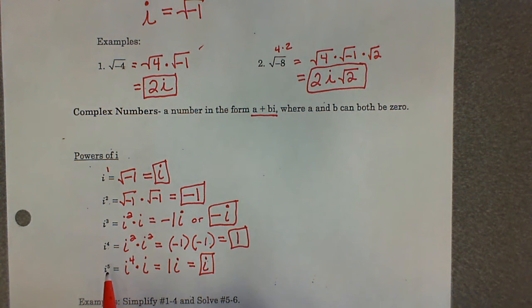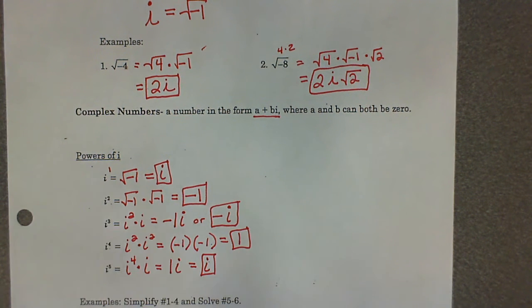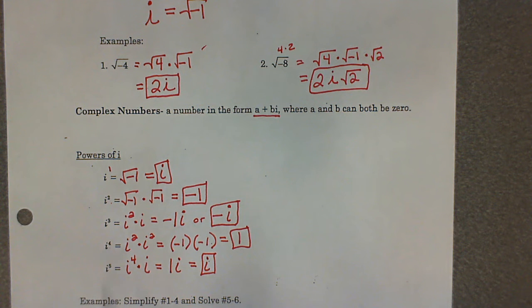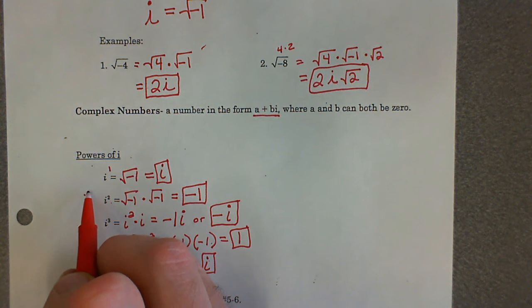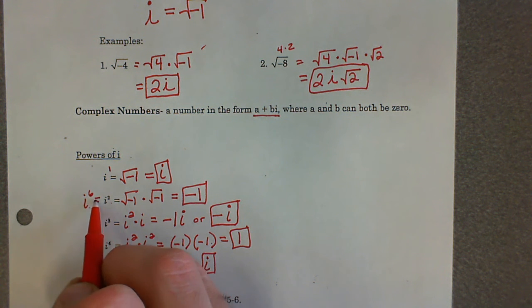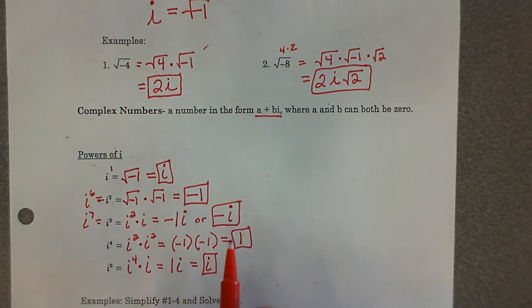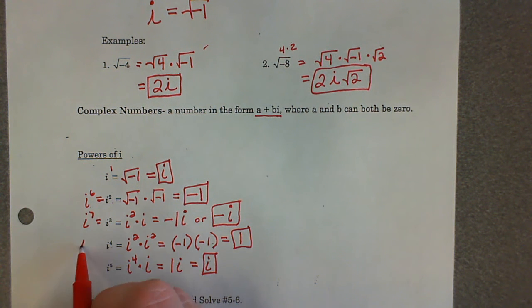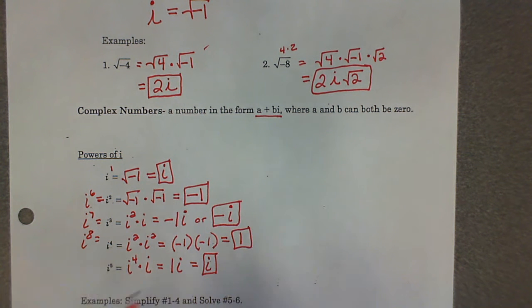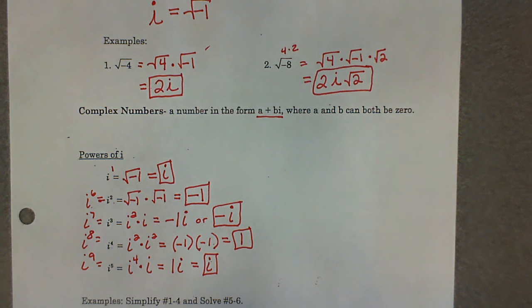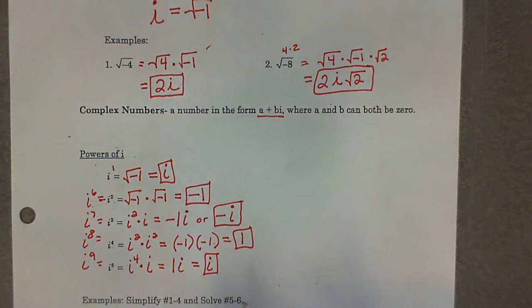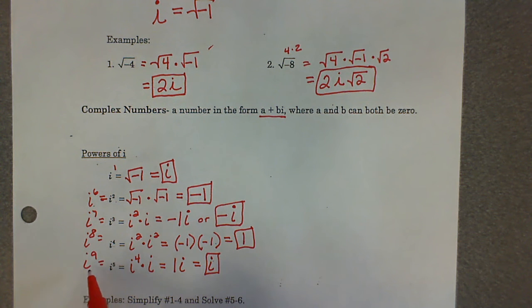And you'll notice that the fifth power is the same as the first power, which means the sixth power, i to the sixth, would have to be the same as i squared. i to the seventh would be the same as i to the third, i to the eighth, i to the ninth, and then it would go right back up to here. Okay? So we're not going to need to do these upper level powers.